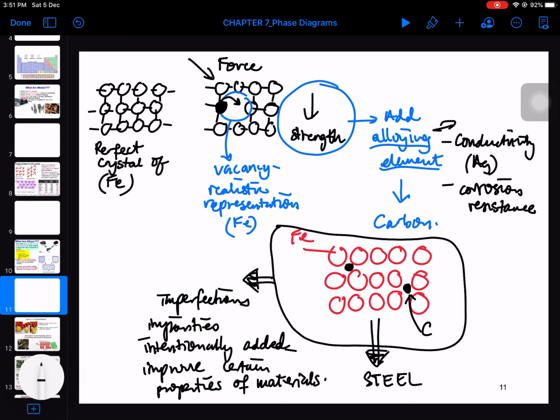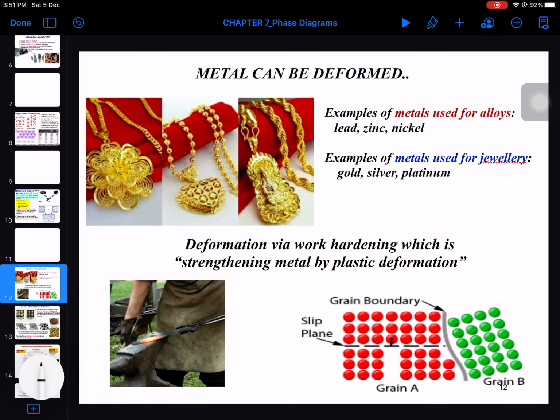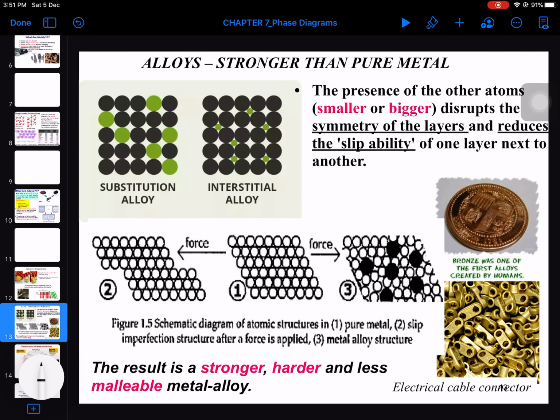So let's just go back to the slide. Here it says that metal can be deformed. The examples of metal used for alloys are lead, platinum, zinc, nickel, and deformation occurs through work hardening, which is the strengthening of metal by plastic deformation. Now here it says that alloys are stronger than pure metal.